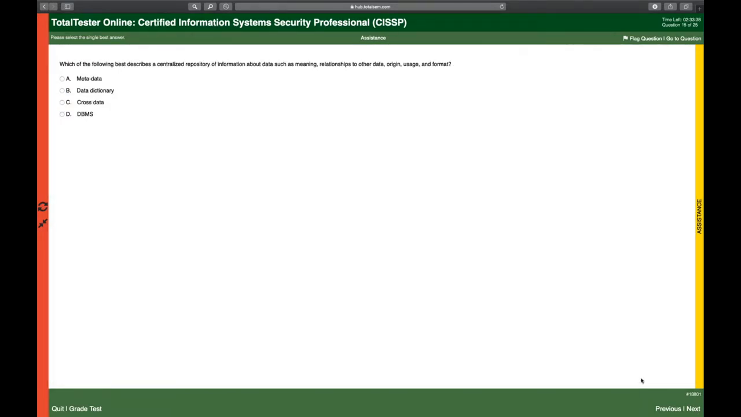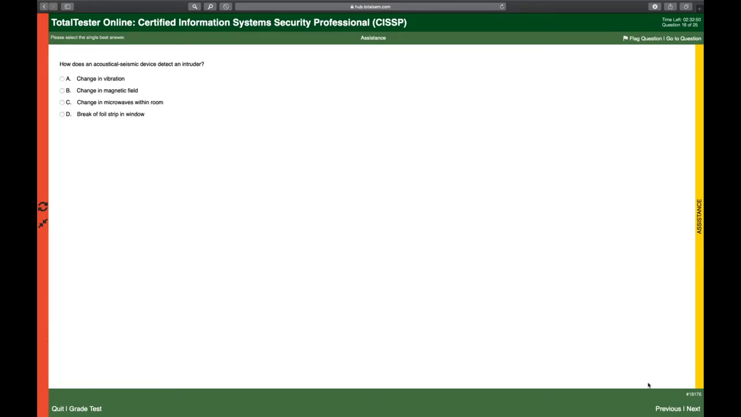Number 15, which of the following best describes a centralized repository of information about data, such as meaning, relationships to other data, origin, usage, and format? Did we come across this one? Yeah, I remember. I'm ready. Go for it. It's B. I think we said A and you got it wrong. Was it the same question? I think it's the same question. Because I remember we picked metadata and you said you'll never get it wrong again. Maybe a metadata directory, but a data dictionary is the same as a metadata directory. Yes, I remember that's what you said.